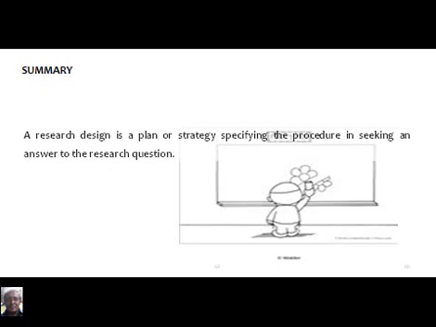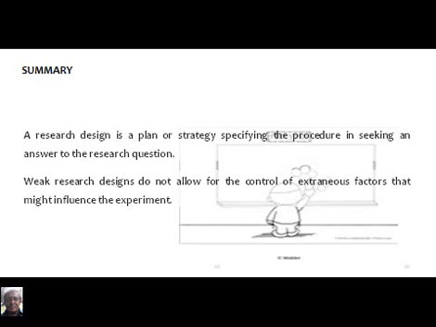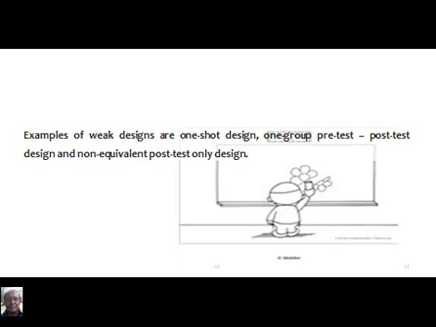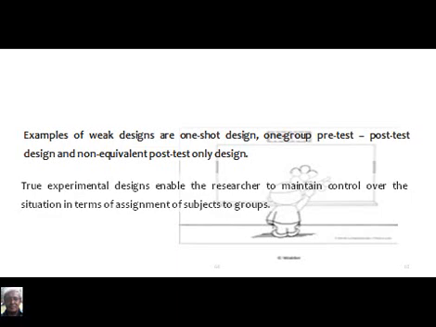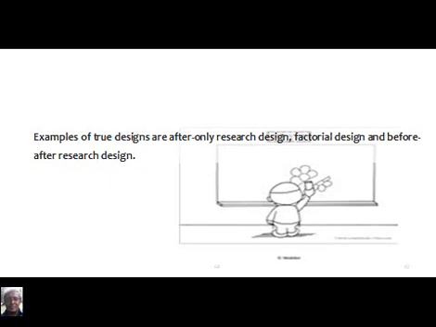Summary. A research design is a plan or strategy specifying the procedure in seeking an answer to the research question. Weak research designs do not allow for the control of extraneous factors that might influence the experiment. Examples of weak designs are one-shot design, one-group pre-test post-test design and non-equivalent post-test only design. True experimental designs enable the researcher to maintain control over the situation in terms of assignment of subjects to groups. Examples of true designs are after-only research design, factorial design and before-after research design.